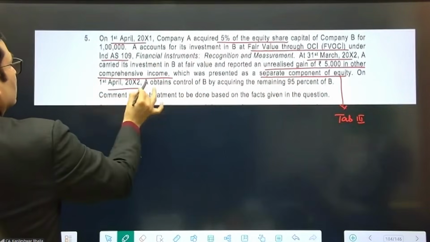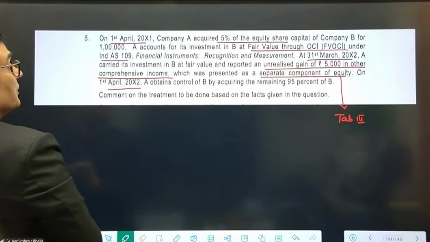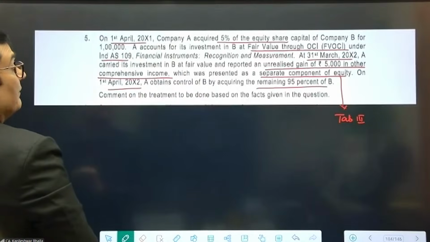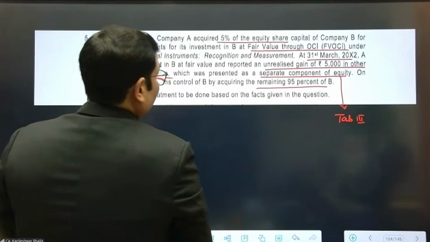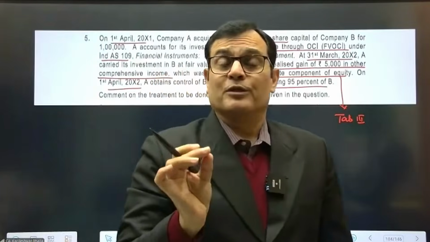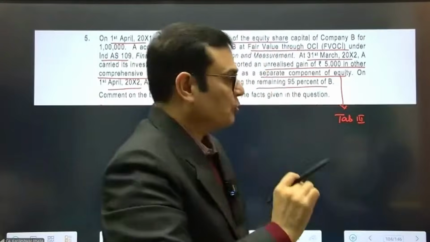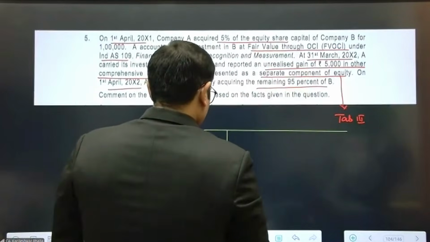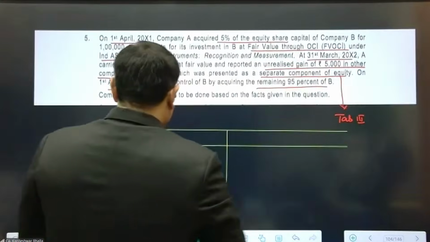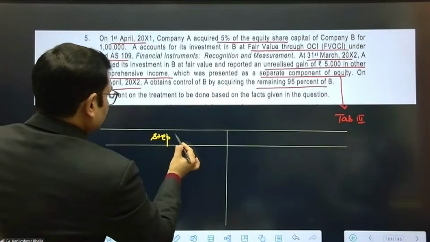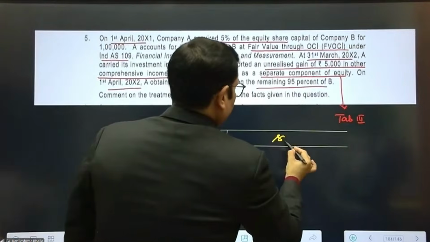Then he says on 1st April X2, A obtains control by acquiring the remaining 95% of B. Comment on the treatment to be done based on the facts given in the question. So to give you more clarity, I'm going to discuss the implications on step number 4 and step number 7, both of them. So let's look at the results in terms of both the steps. How would you tackle this in terms of step number 4? And how would you tackle this in terms of step number 7?